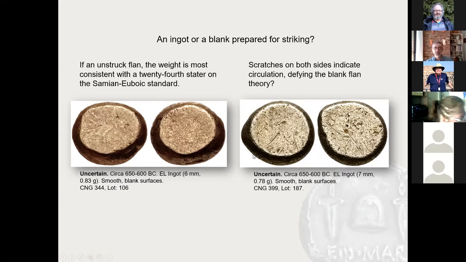And I asked this question here, defying the blank flan theory. So was it in circulation the way it was? We will never know. These scratches simply tell us that it was in circulation for quite a long time. So even though it was not struck as a coin, it continued to circulate as is, which tells us that the intrinsic value was most important in this case, but not the strike or the symbols that we see as a result of strike.